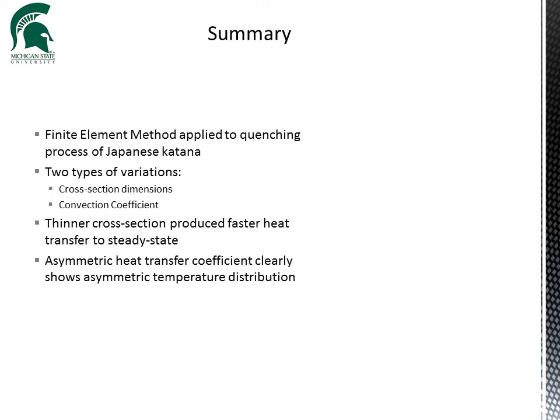And so we used the FEM model to model the quenching process of a Japanese sword by varying the cross-sectional dimensions and the convection coefficient, and showed that the thinner cross-section requires much less quenching time, while the asymmetric convection coefficient on the edge induces roughly the same cooling rate but an asymmetric temperature distribution.